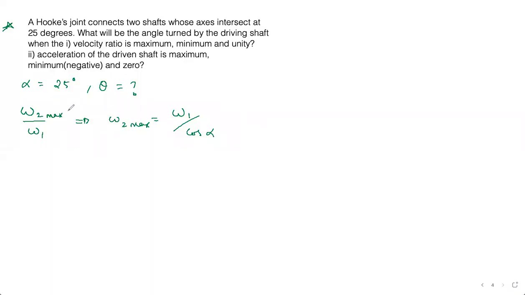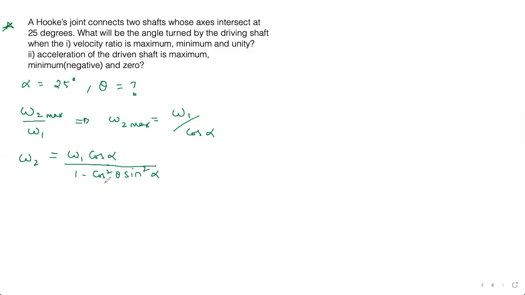But what are the different things which we already know? The basic formula, because theta is asked, right? Here there is no theta in this formula. So the basic formula is omega 2 is equal to omega 1 into cos alpha by 1 minus cos square theta sin square alpha. So from this equation, what will theta be for omega 2 to be maximum? Already discussed in the previous lecture in the derivation itself.